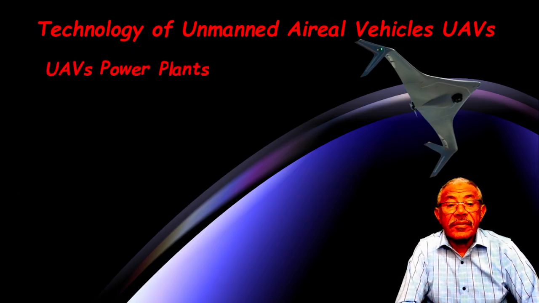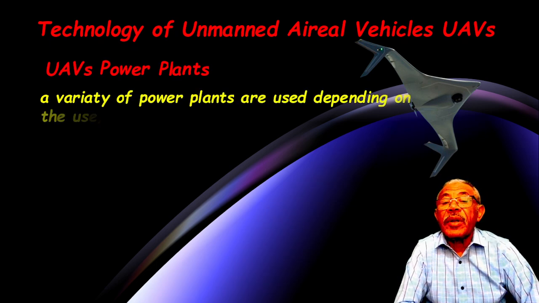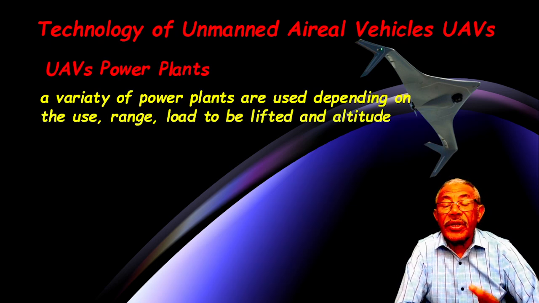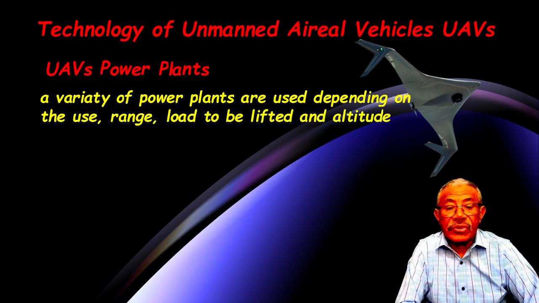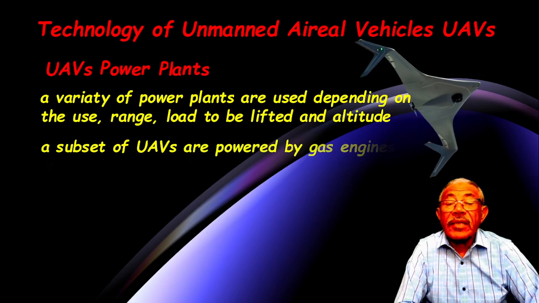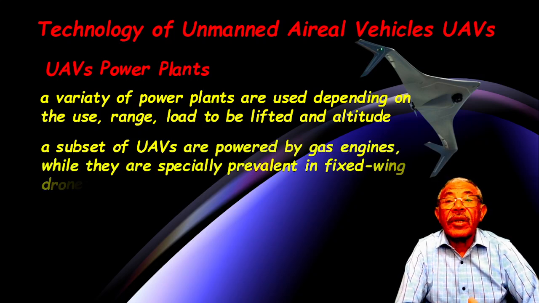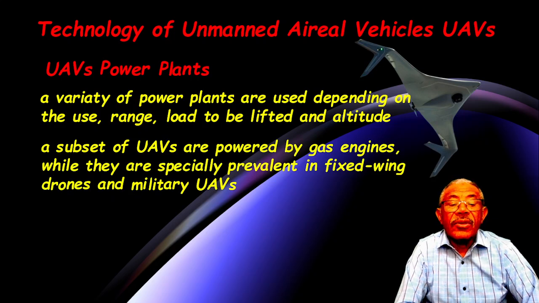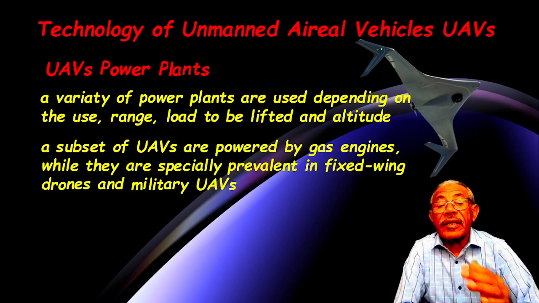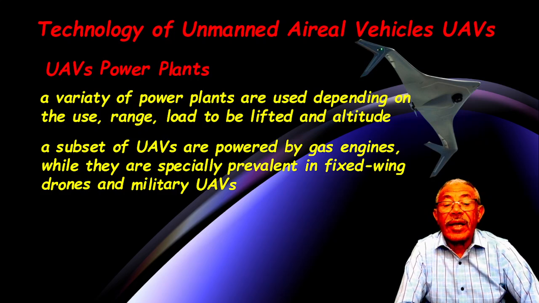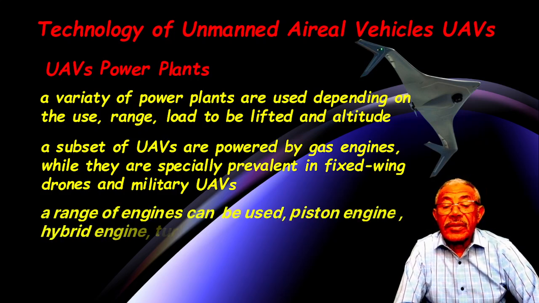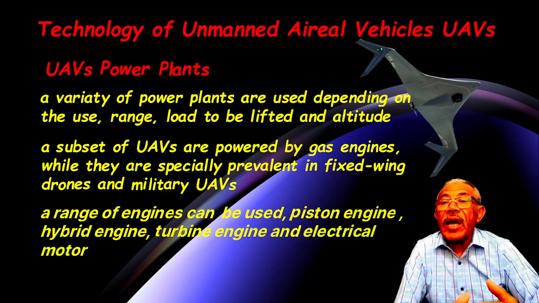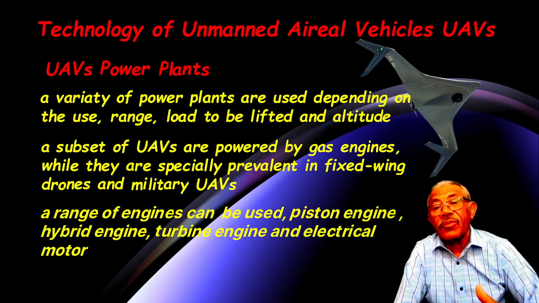UAV power plants. A variety of power plants are used depending on the use, range, load to be lifted, and altitude. A subset of UAVs are powered by gas engines, which are especially prevalent in fixed-wing drones and military UAVs. A range of engines can be used: piston engines, hybrid engines, turbine engines, and electrical motors.